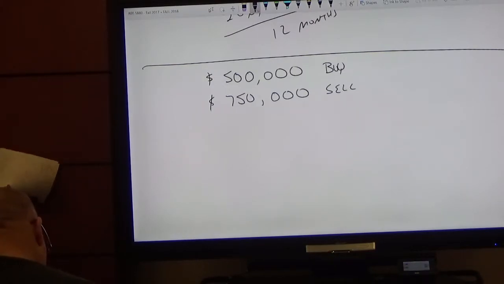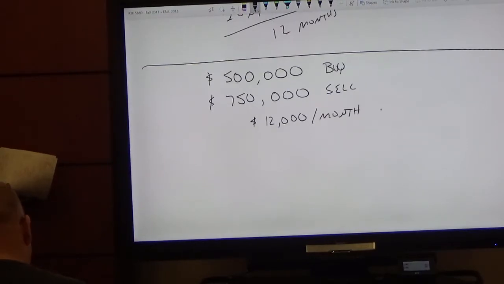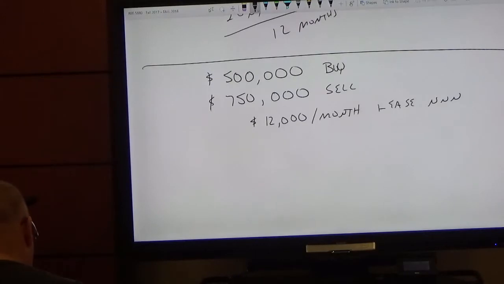So let's just say, how much cash flow do we want to get every month? 12,000. Okay, 12,000 a month rental or lease, triple net. Okay, now, what's the project internal rate of return, assuming a 5-year hold?